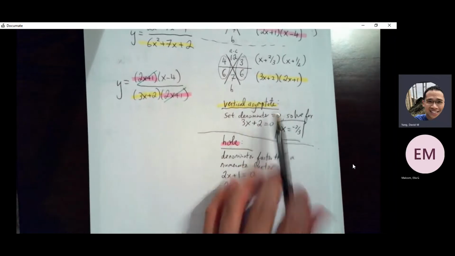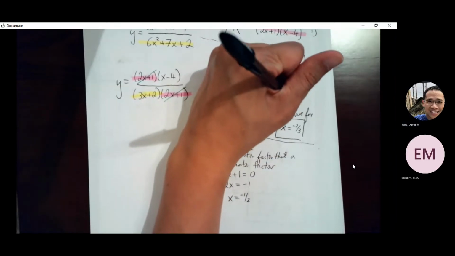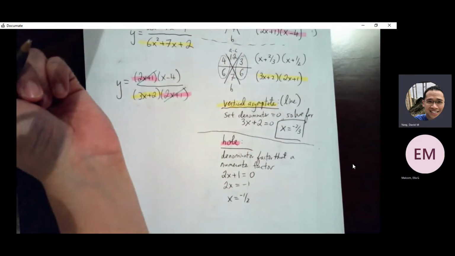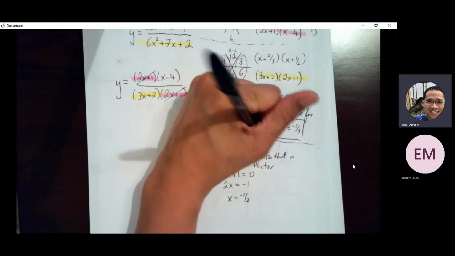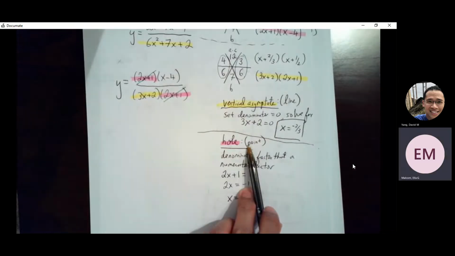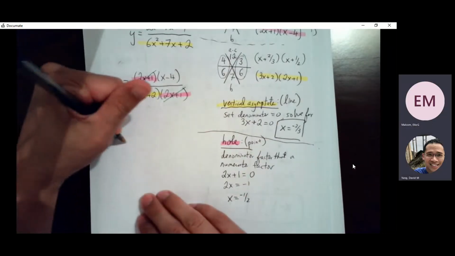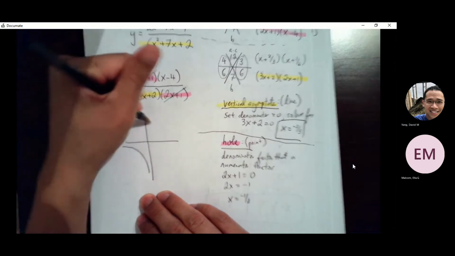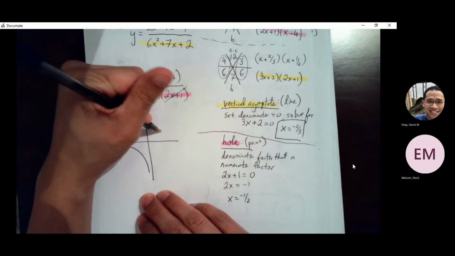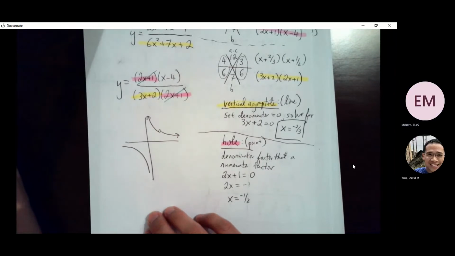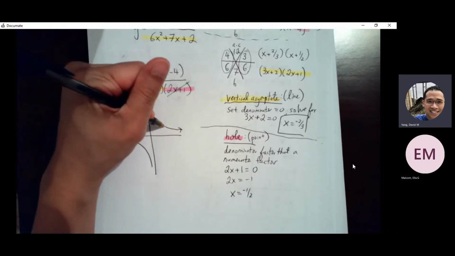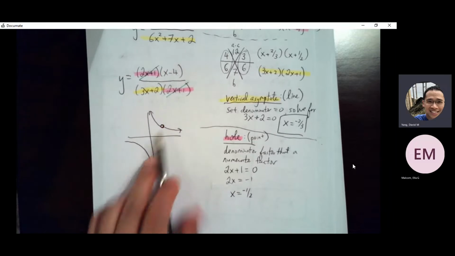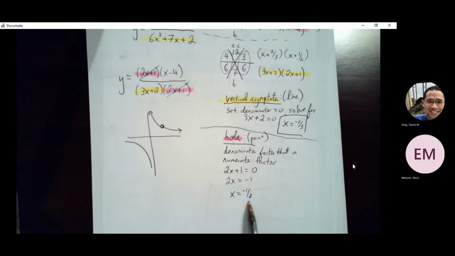Now the difference is that a vertical asymptote is a vertical line. But a hole is a what? It's a point that's not there. Okay. So what a hole could look like could be this. Yeah, so the hole is here. So that's what a hole would look like. So that means if I want to find the hole, I have to find the y value of that hole as well.